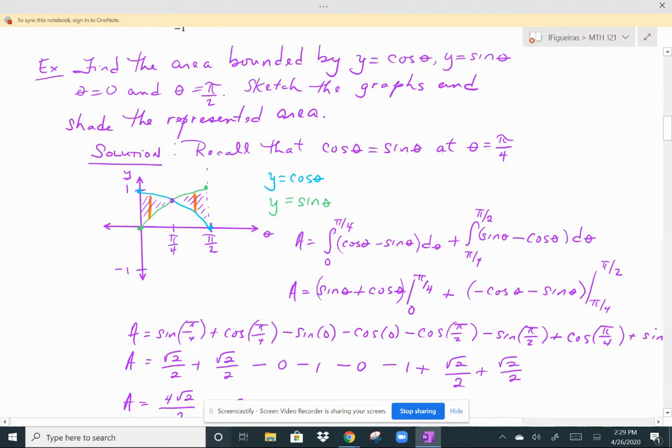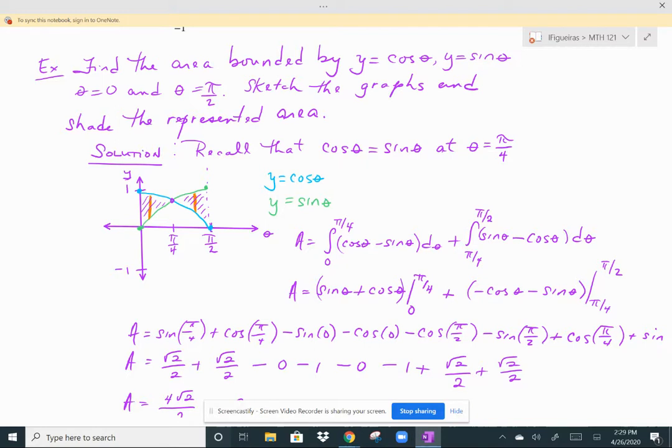Okay, so cosine of x is the blue curve. Cosine of 0 is 1. Cosine of pi over 2 is 0. So it curves downward from left to right. The sine function is the green. That's increasing from left to right. Sine of 0 is 0. Sine of pi over 2 is 1.